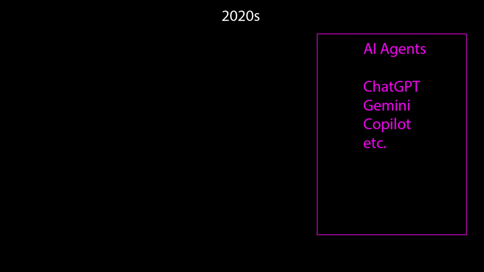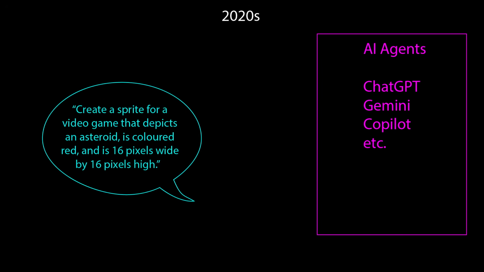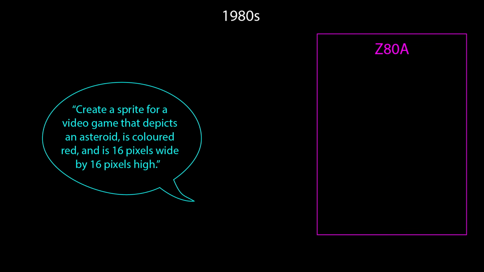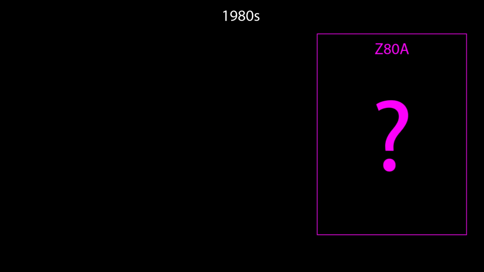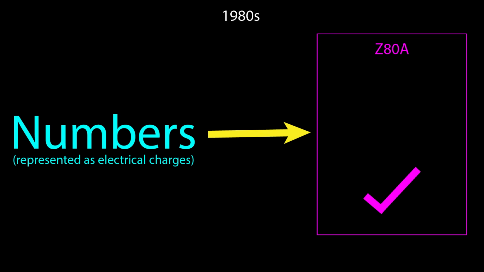Here in the mid-2020s, thanks to the emergence of AI agents like ChatGPT, Gemini and Copilot, we've become used to giving computers instructions in a natural language. But the Z80A at the heart of the ZX Spectrum is not capable of understanding instructions given in English. So what does it understand? The short answer to that is numbers, and those numbers are represented by electrical charges. But this also needs some qualification.